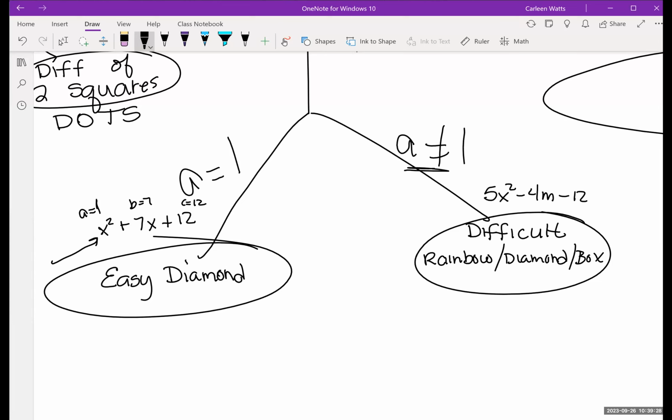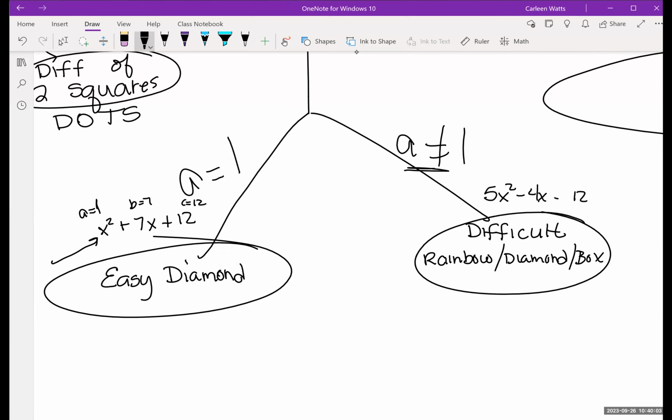Does that x squared term have a coefficient in front? If not, then we rejoice. And there was rejoicing. Yay. If we have a coefficient in front of the x squared term, oh, woe is me, it is a difficult problem. We have to do a rainbow, diamond, and box.